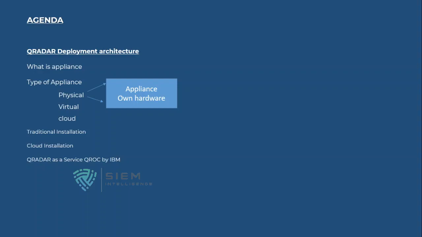You can use your vCenter, or there are so many virtualization options like Red Hat Virtualization. You can use those virtualization software, vCenter, or ESXi. There are so many virtual options that you can use. At the same time, there's a cloud facility. You can also install in your private cloud as well as QRoC, that is QRadar on the cloud.